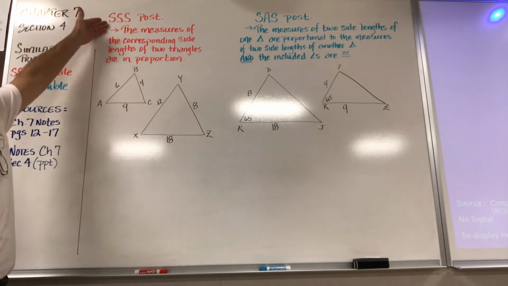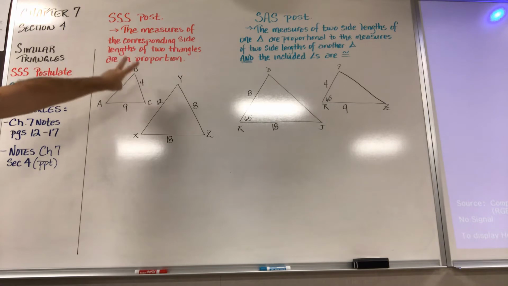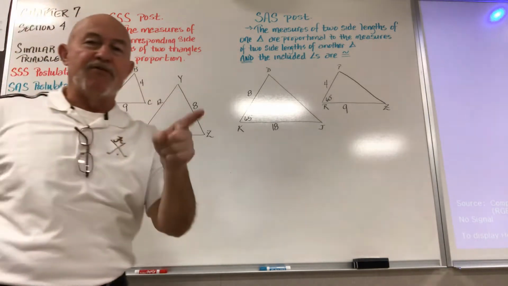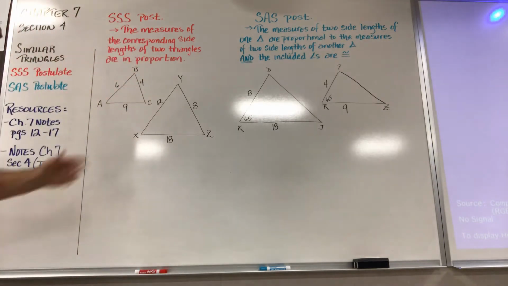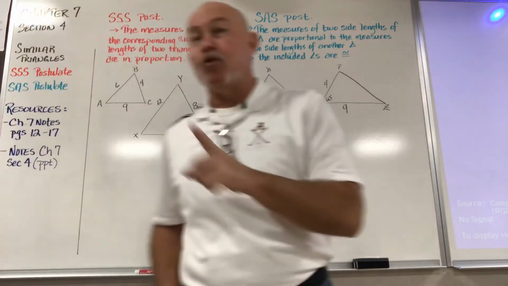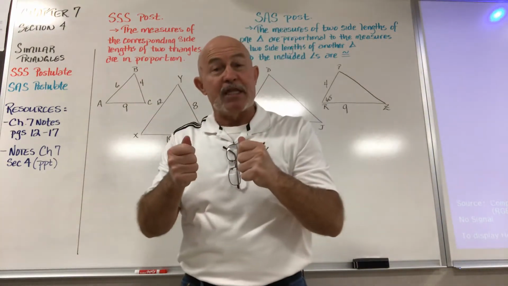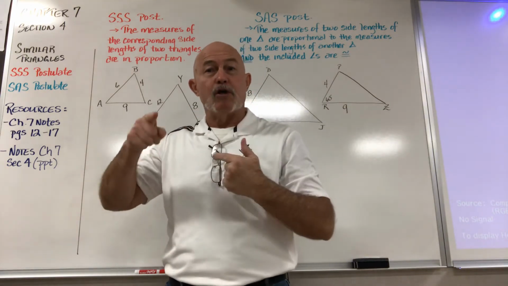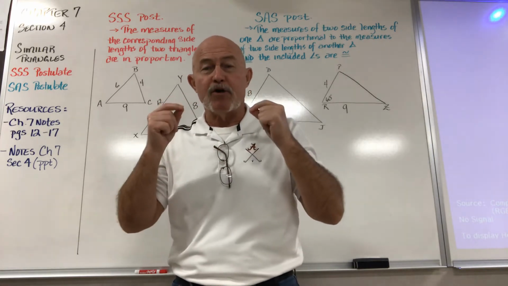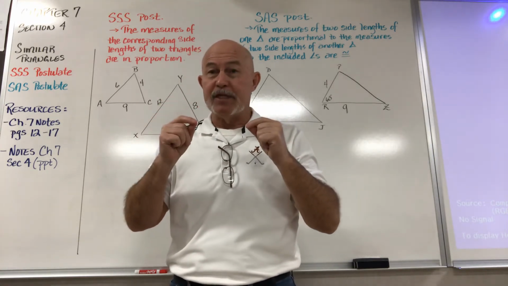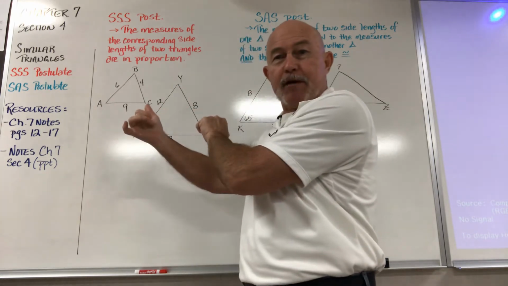The side-side-side postulate says if the measures of the corresponding side lengths of two triangles are in proportion, then the triangles are similar. Here's what that means. In this example, I have put them in order, so to speak, but you can't always think that way. Sometimes you're going to have to turn one of the triangles to match them up. Here's a train of thought to make it a little easier. Think of Goldilocks and the three bears.